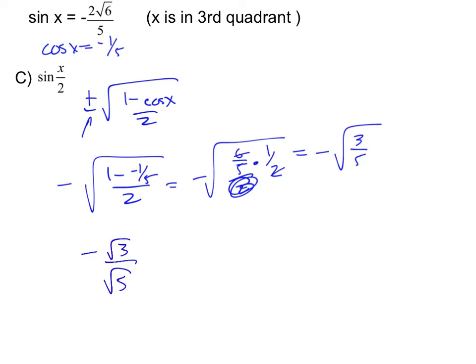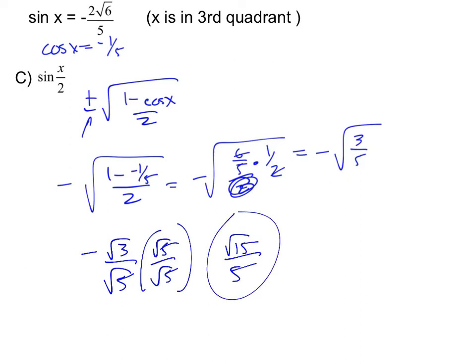So if I split that, multiply top and bottom, rationalize here, I'm going to get negative square root of 15 over 5. All right, so square root of 15 over 5. I was originally in quadrant 3, so now I'm going to be in quadrant 2. That's going to be where my answer is.